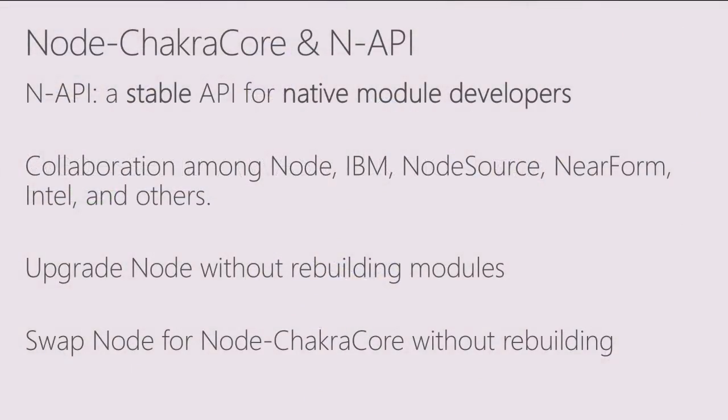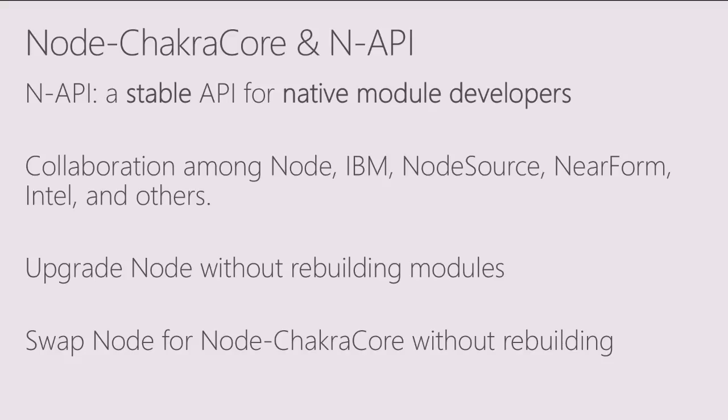Okay, so I want to pivot a little bit away from the web platform right now and talk about Node ChakraCore and N-API. So Node ChakraCore is just a variant of Node, but whereas stock Node comes with the V8 JavaScript engine, Node ChakraCore comes with the ChakraCore JavaScript engine. And so there's another related project called N-API, which is a stable API for native module developers. And these are related concepts, so I'll explain that.